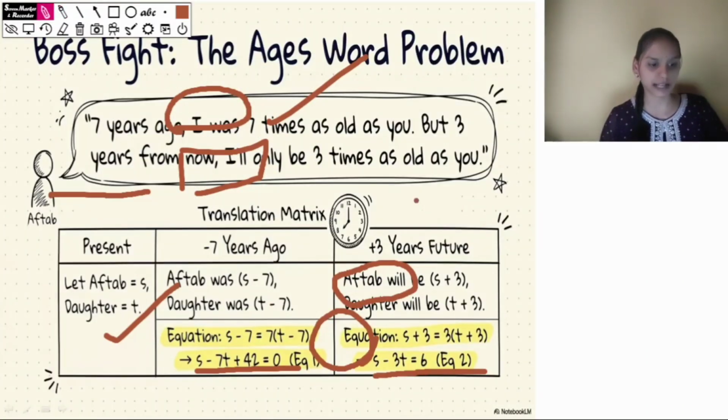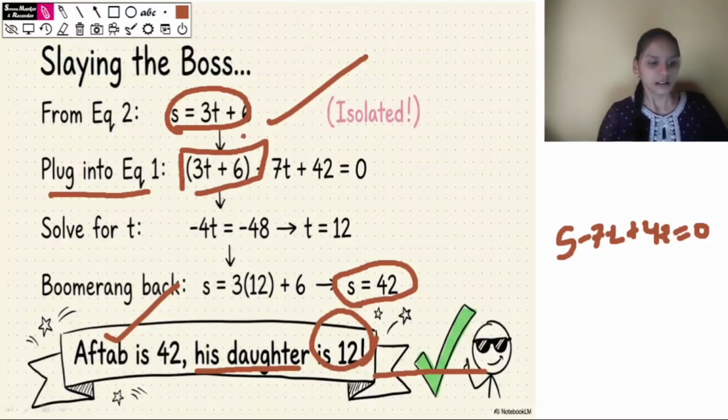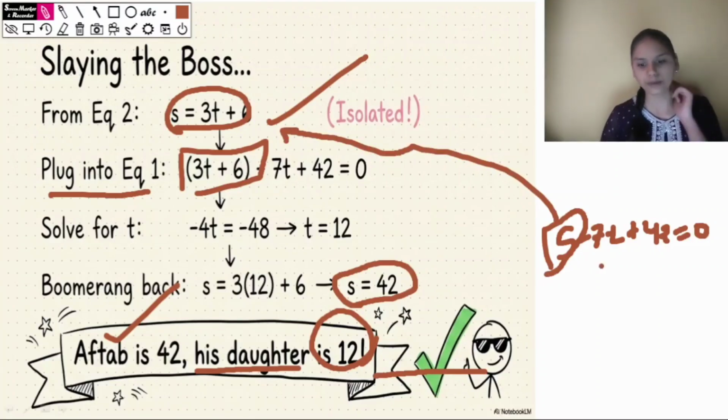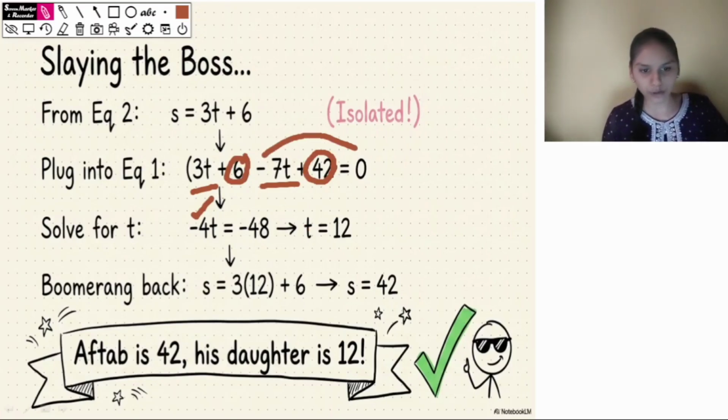See, what was my equation? Just a minute, I'll just write this equation here to explain to you. s minus 7t plus 42 is equal to 0, correct? So going to the next slide. Now, in the place of s, what did we put? We put this, right? So this became 3t plus 6 minus 7t plus 42 is equal to 0. And now solve. When you solve this, see, 3t plus 6 minus 7t plus 42. Minus 7t and plus 3t will give you minus 4t, and then plus 6 plus 42 will give you plus 48. But what you do is you shift it here, so that's why you got minus 4t is equal to minus 48.